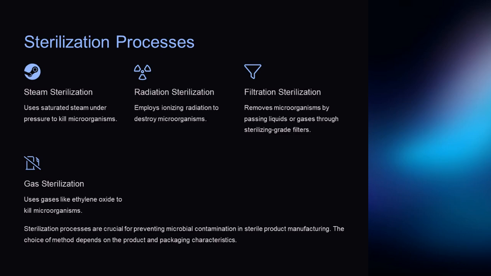Sterilization processes are crucial for preventing microbial contamination in sterile product manufacturing. Steam sterilization uses saturated steam, radiation sterilization employs ionizing radiation, filtration sterilization removes microorganisms by passing liquids or gases through sterilizing grade filters, and gas sterilization uses gases like ethylene oxide. The choice of method depends on the product and packaging characteristics.